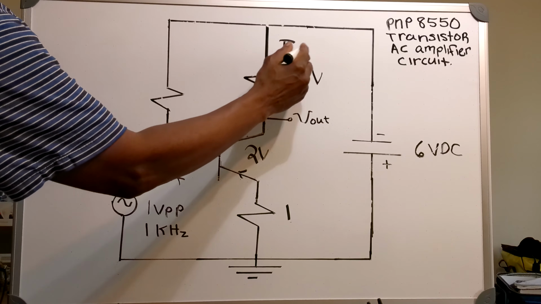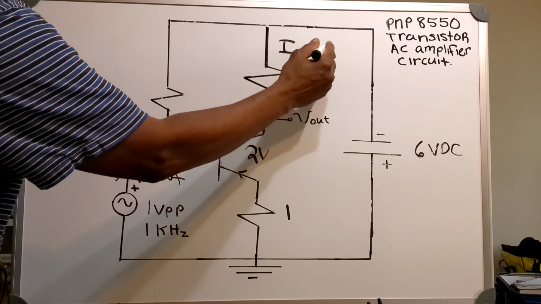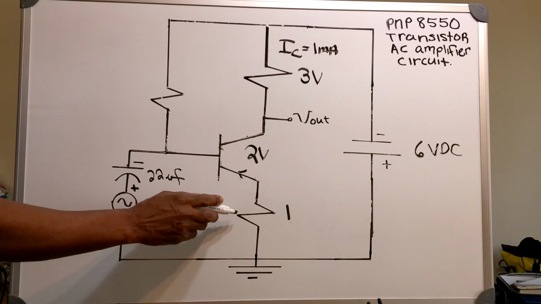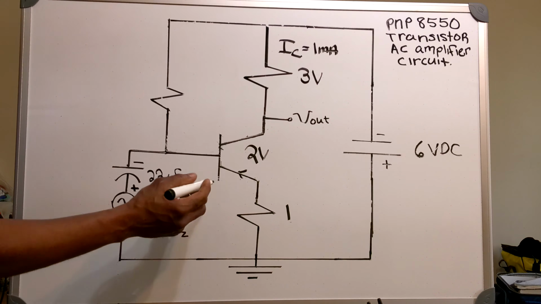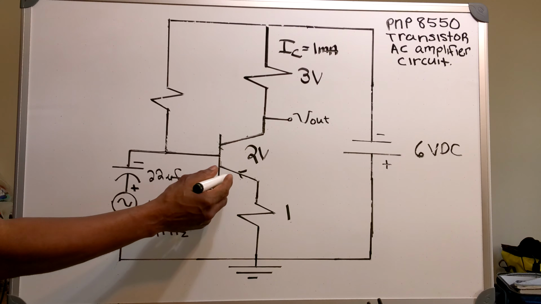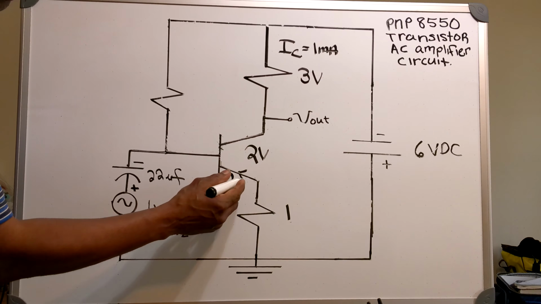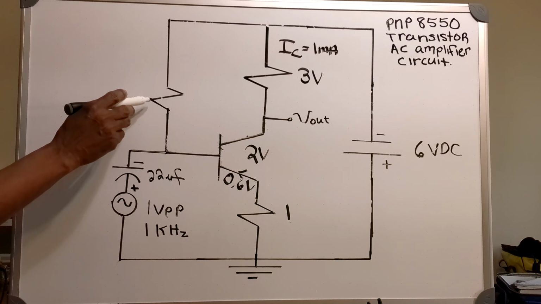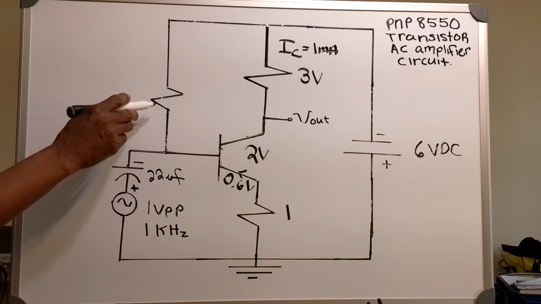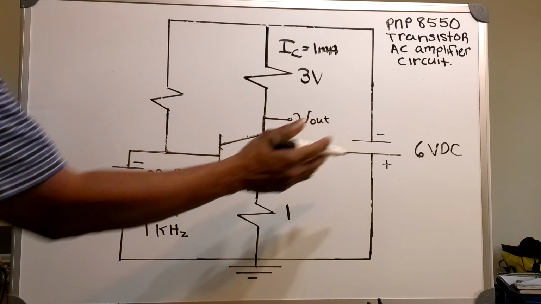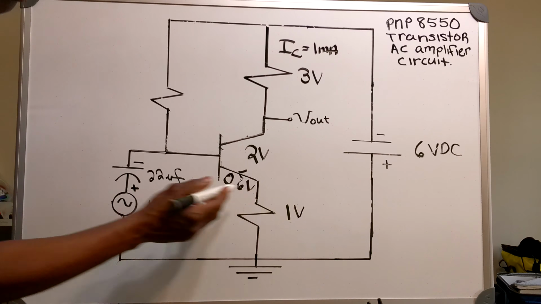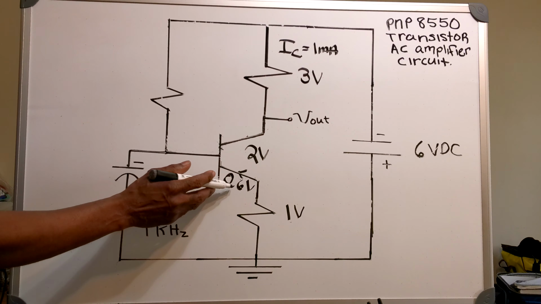My collector current will be 1 milliamp. And since I will also have 1 milliamp going through the emitter resistor, I know my VBE will be 0.6 volts. The voltage across my base resistor will be the difference between 6 volts DC and 1.6 volts. The 1 volt here and 0.6 volts across VBE.